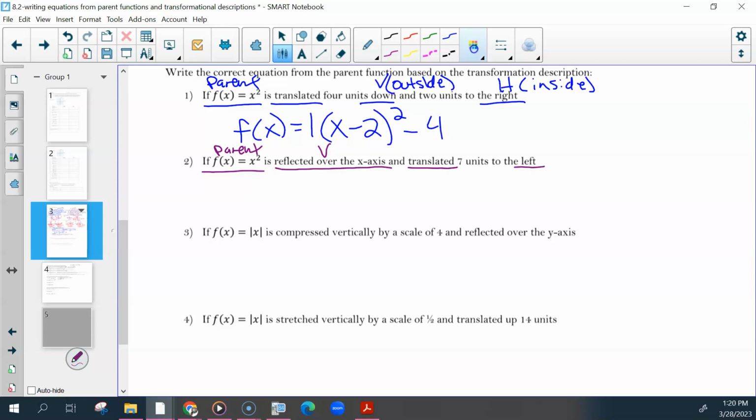And then the translated 7 units to the left, horizontal or vertical? Horizontal. So then the vertical transformation, would that be outside or inside? Outside. Outside, always for vertical. And then the horizontal? Inside, always for horizontal.